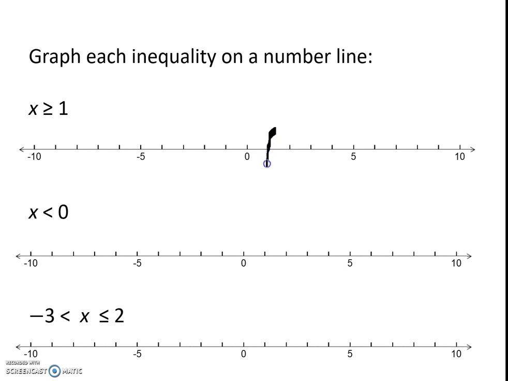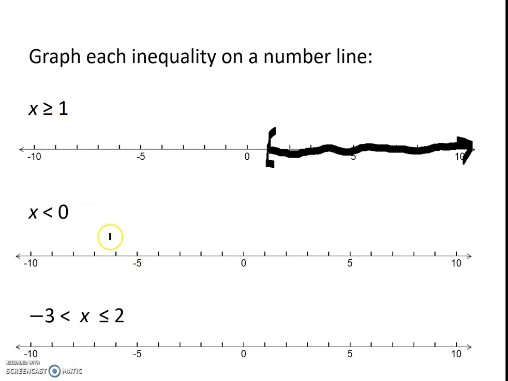And so we'll put that at 1, and it is going to go this way. So our number line will look something like that. At 1, we're going to the right. We used a bracket because that includes 1 when we have an equal to.